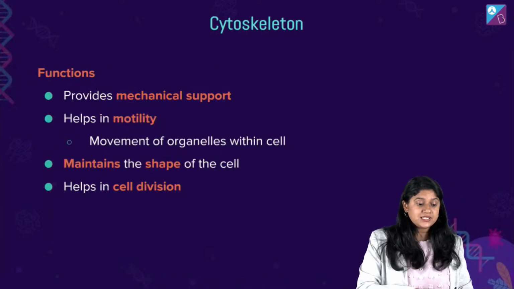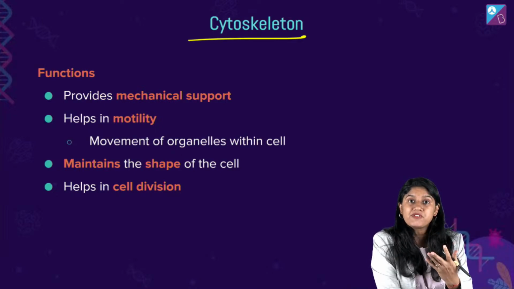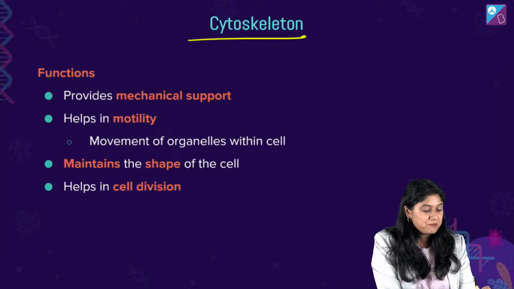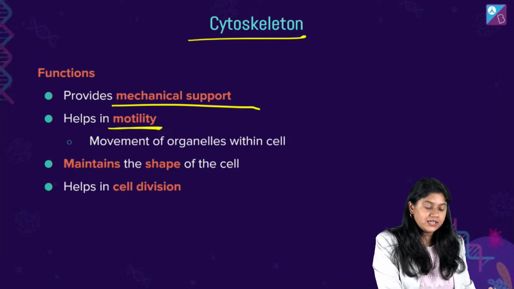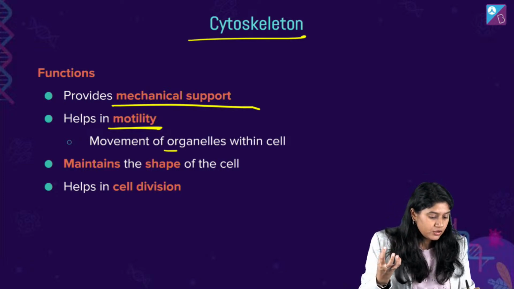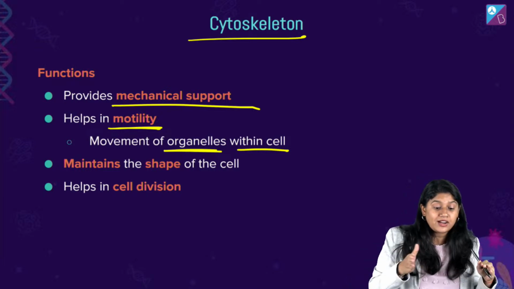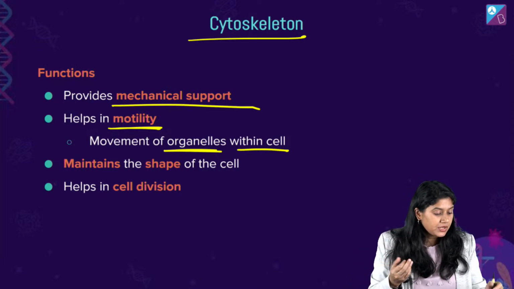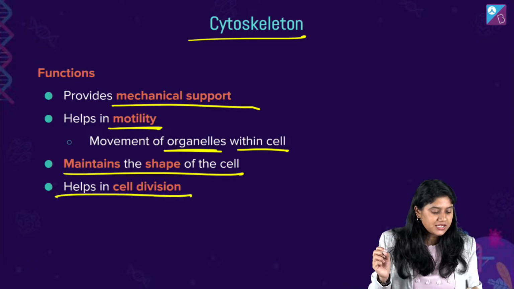Now that we are done with this, everyone, we can quickly summarize the function of the cytoskeleton. What is the main function of the cytoskeleton? It provides mechanical support, helps in motility, and helps organelles move within the cell. The organelles in the cell can actually move with the help of the cytoskeleton. It maintains the shape of the cell and helps in cell division.